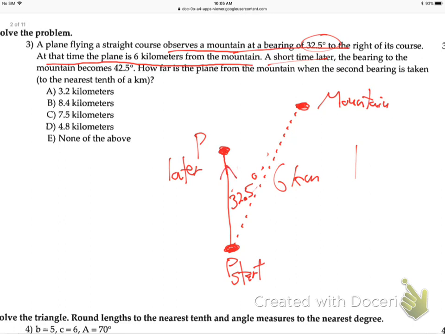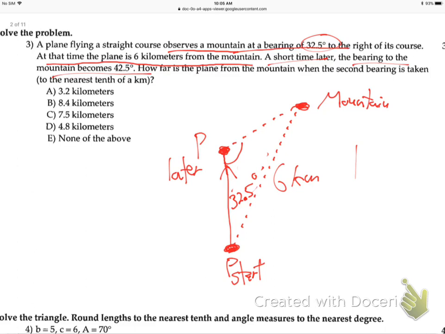It's not headed directly towards the mountain, right? It's just observing the mountain to its right. A short time later, the bearing to the mountain is 42.5. Now, this is a bigger angle. That looks right, doesn't it? See how that angle is growing?